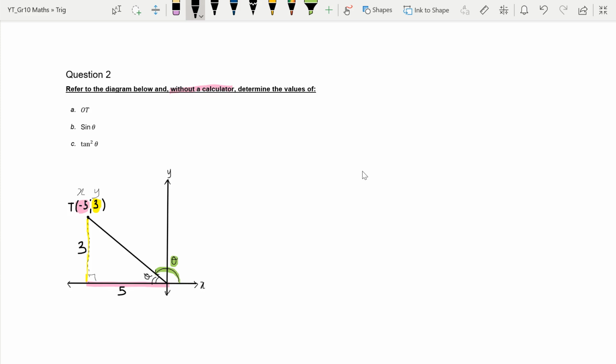Okay. So we need to use the theorem of Pythagoras to get the hypotenuse. Why do we need the hypotenuse? Because for B, we have to write down sine theta, and for that we need the hypotenuse, so we definitely have to do that.